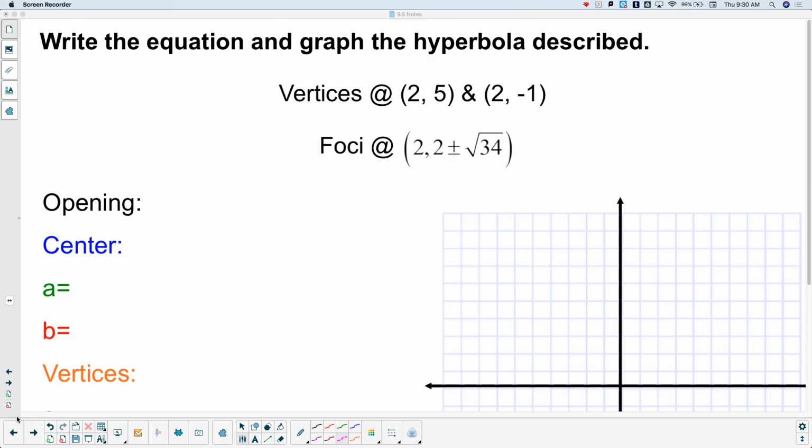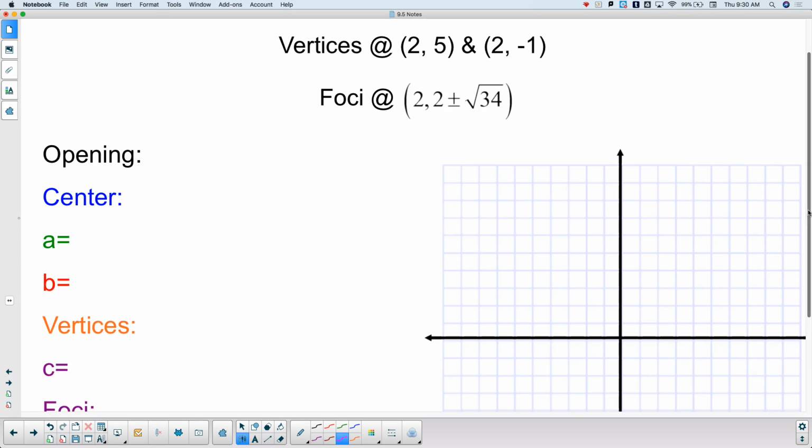All right, so we got vertices at 2, comma 5. So I got a vertex there. And 2 comma negative 1. So I got a vertex there. All right? Talk to me. What do I know? What you got, Matt? Center. Center where? 2 comma 2? Love it.